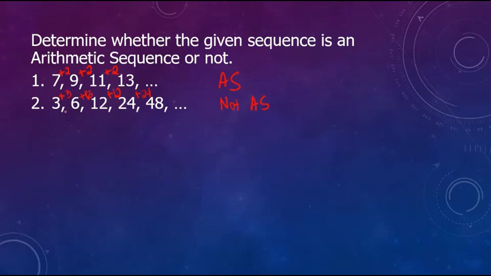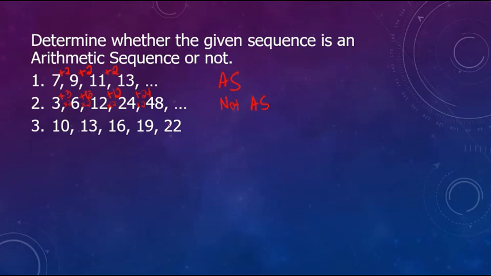Kasi ang rule talaga dito is you multiply by 2. 3 times 2, that is 6. 6 times 2, that is 12. 12 times 2, that is 24. 24 times 2, that is 48. Okay, next, we have 10, 13, 16, 19, 22.